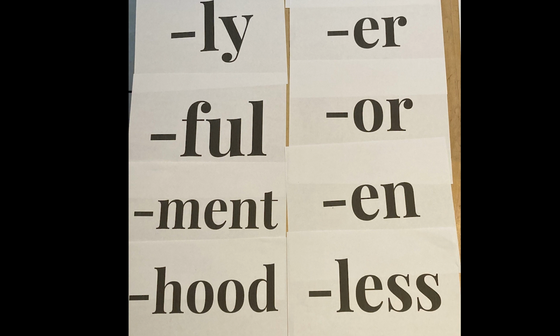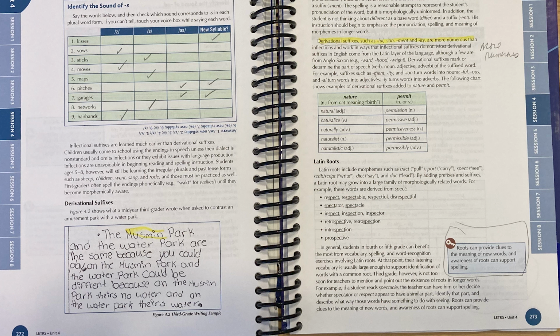Derivational suffixes are suffixes that create new words from the root word. Derivational suffixes also can change the part of speech of the new word. The Letters Manual on page 273 teaches that derivational suffixes are more numerous than inflectional suffixes. Most derivational suffixes in English come from the Latin layer of language, which incorporates basic morphology. Morphology is the study of the meaningful units in language and how the units are combined in word formation.